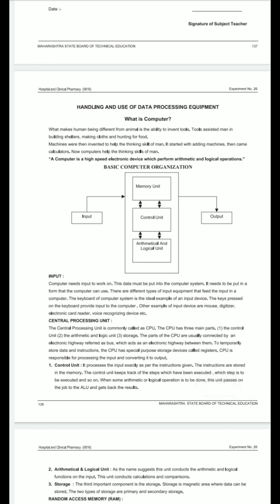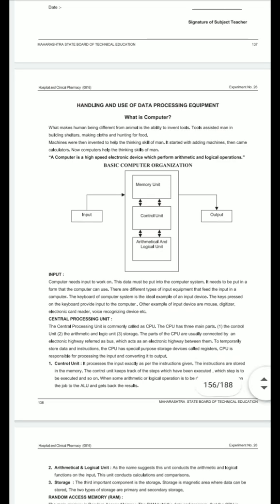Handling and use of data processing equipment. Firstly, what are computers? What makes human beings different from animals is the ability to invent tools, and tools assisted man in building shelters, making clothes and hunting for food. Then machines were invented to help the thinking skill of man, and it started with adding machines, then came calculators, and now computers help in the thinking skill of man.